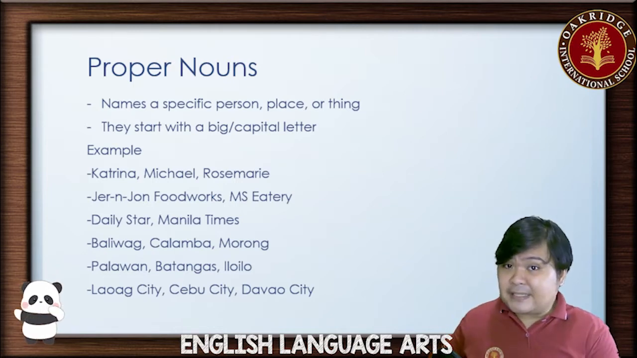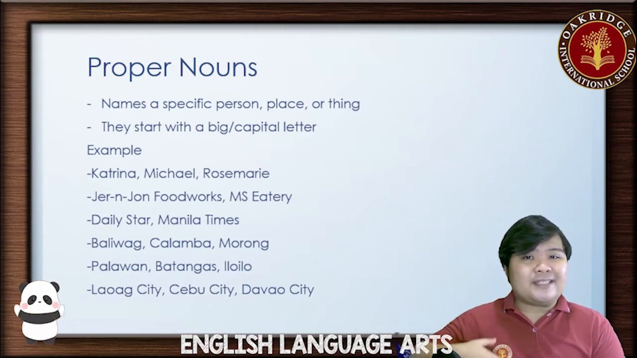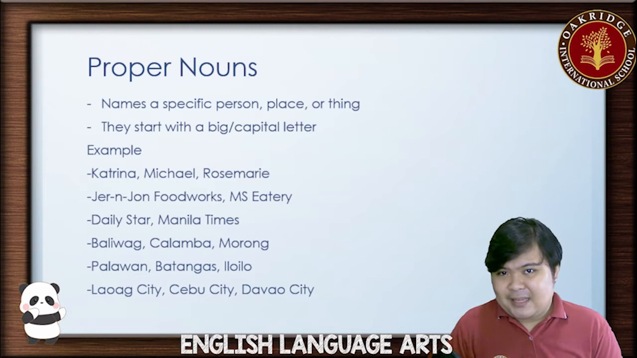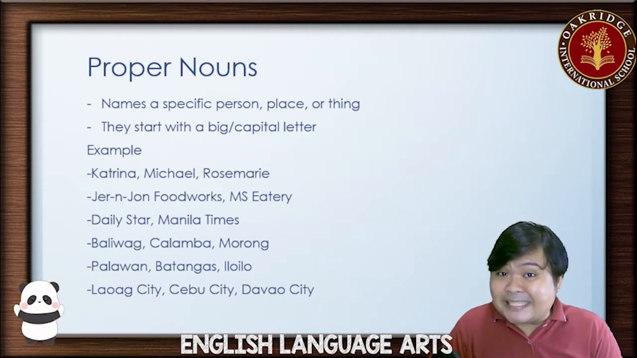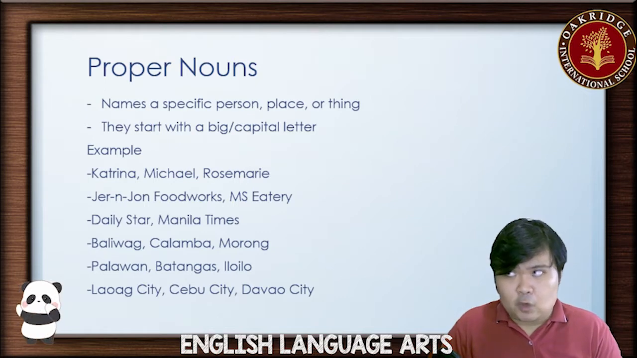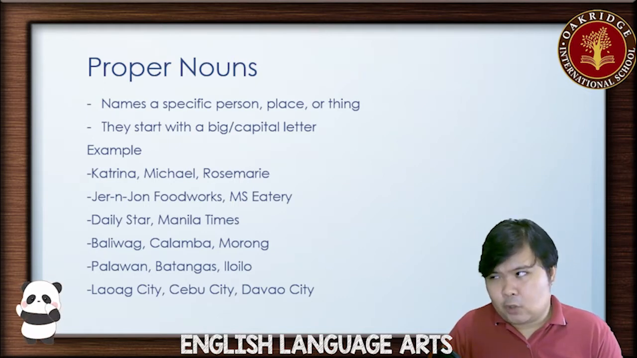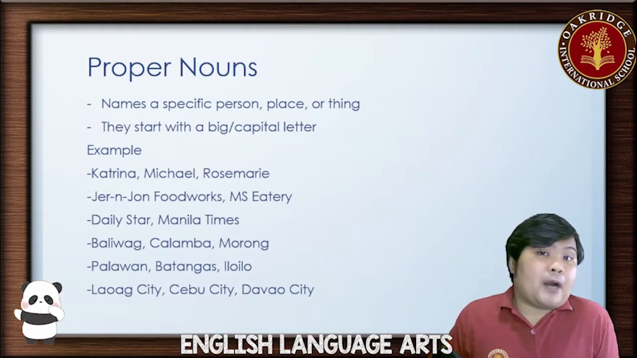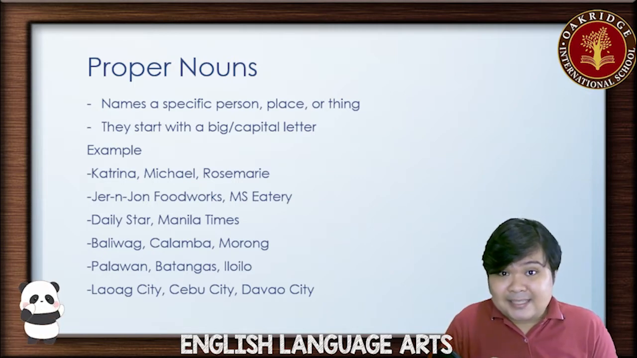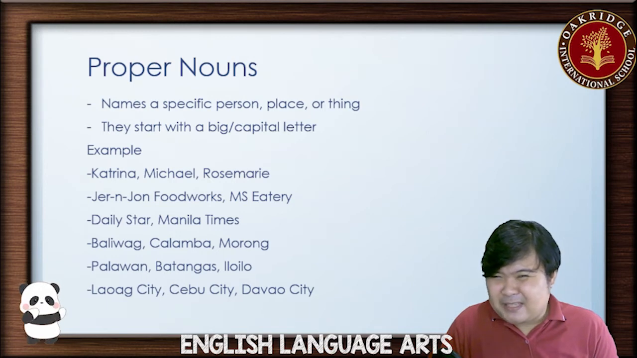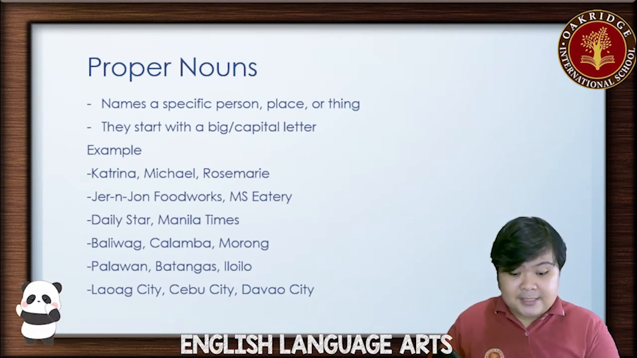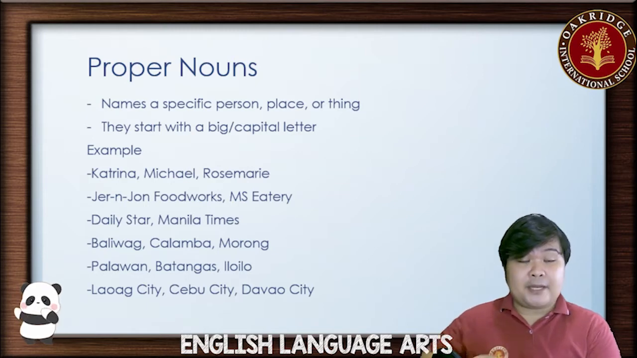And do you see the difference, kids? Common nouns name general things. They are not referring to a specific thing. Rather, they're referring to a general thing, or human, or place, or animal. But proper nouns are referring to specific things, specific people, specific places, specific events. This is the difference between common and proper nouns.